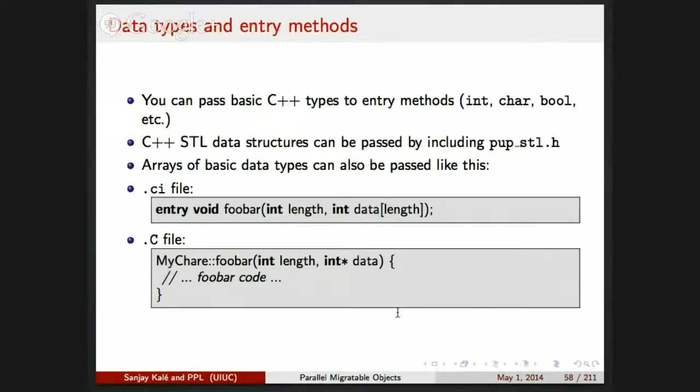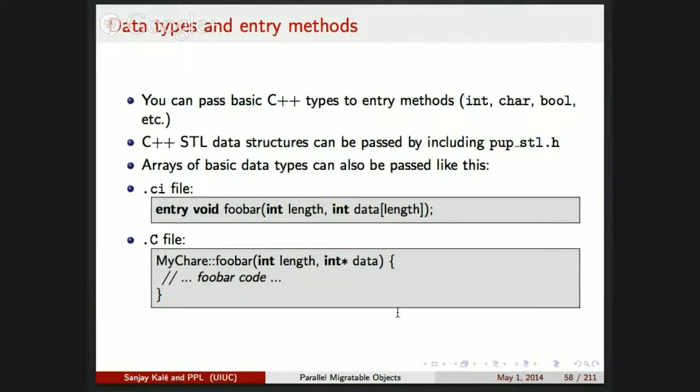As far as what you can pass to entry methods, you can pass all the basic C++ primitive types: ints, chars, bools, those all work fine. You can also pass most C++ STL data structures without any problem. You can pass your native C-style arrays in the following way. In the CI file, for this method foobar, if we want to pass some array of data, we first pass an int saying how much data there is, and then the array of data itself.